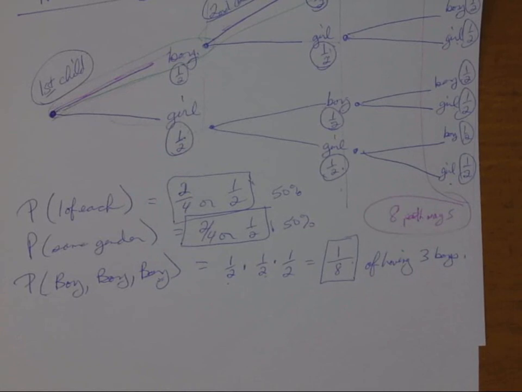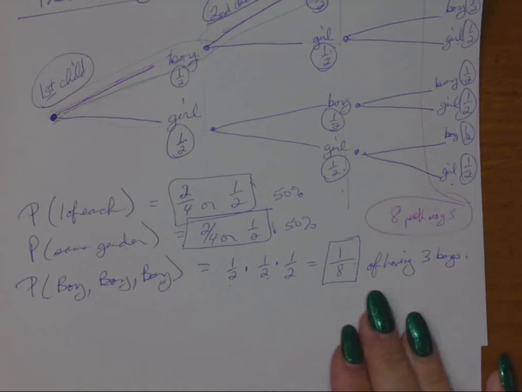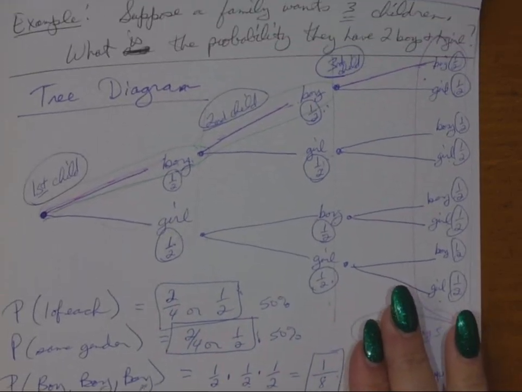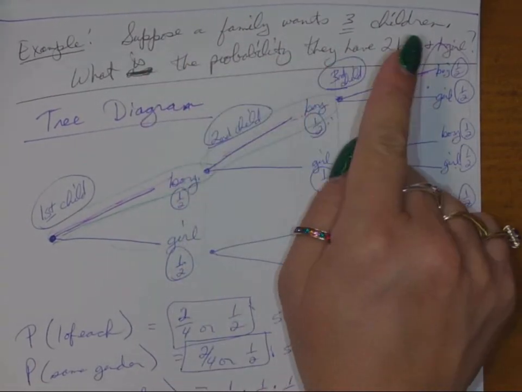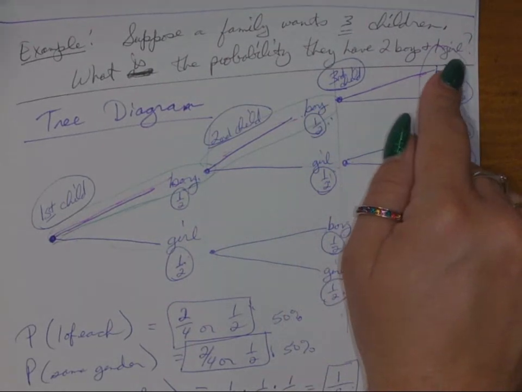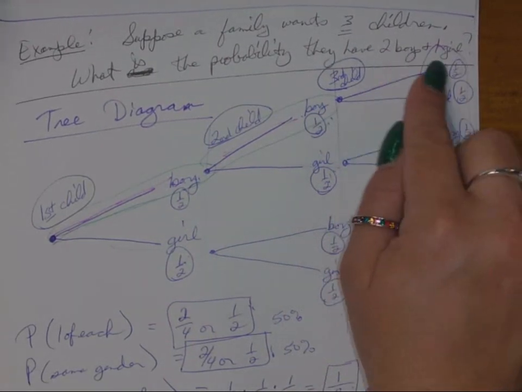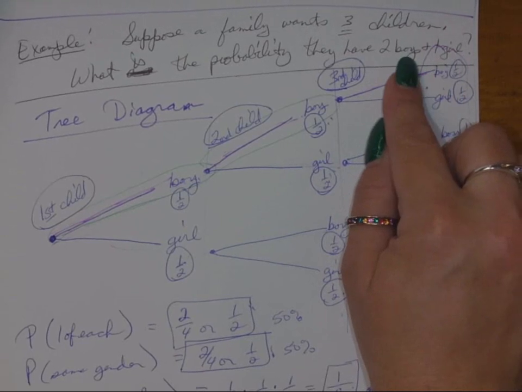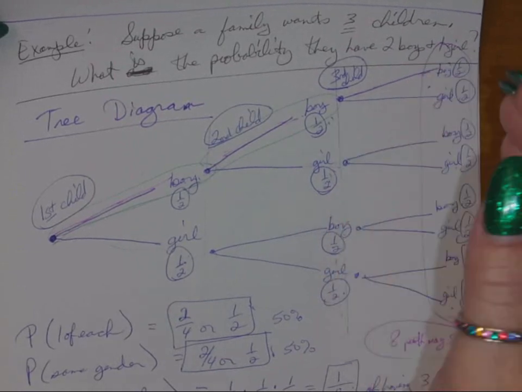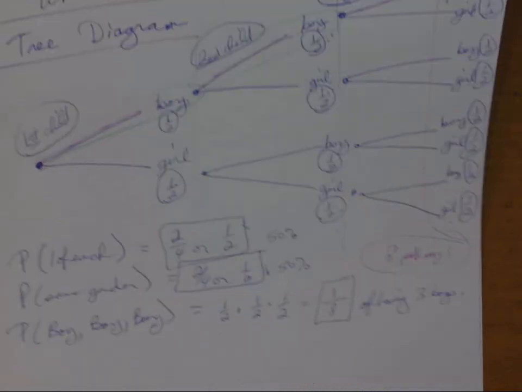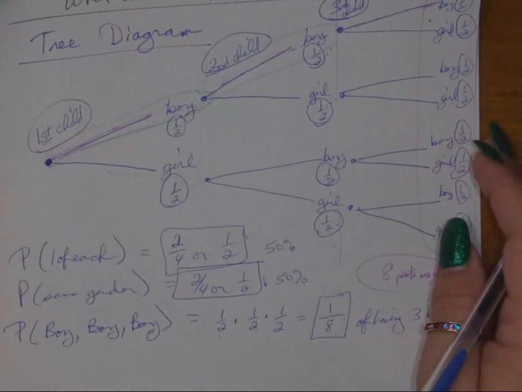So what we're going to do is read some of these pathways, and see what's going on, and see that some of these outcomes may be similar. So let's go back to the question that we asked, back up here. Suppose a family wants 3 children. What is the probability they have 2 boys and 1 girl? Do they care what the order is? No, they didn't say the girl has to be the oldest or the youngest or anything like that. They don't care. So don't pigeonhole yourself into that. Order doesn't matter here. We don't care about order.